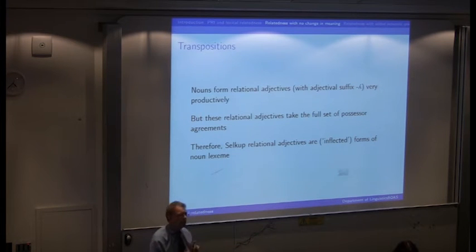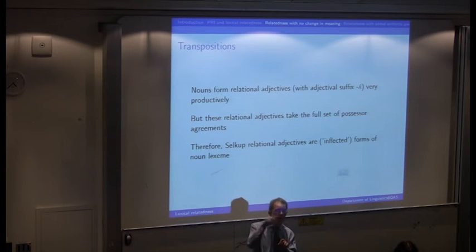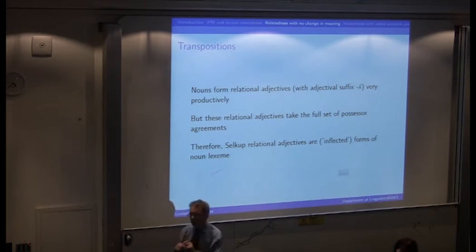But the wonderful thing about Tilkup is that you can take the word canoe and then inflect that for possessor agreement. So you can say the oar which is related to my canoe. An oar from my canoe. And that's not so common. But this is the crucial conclusion we draw.